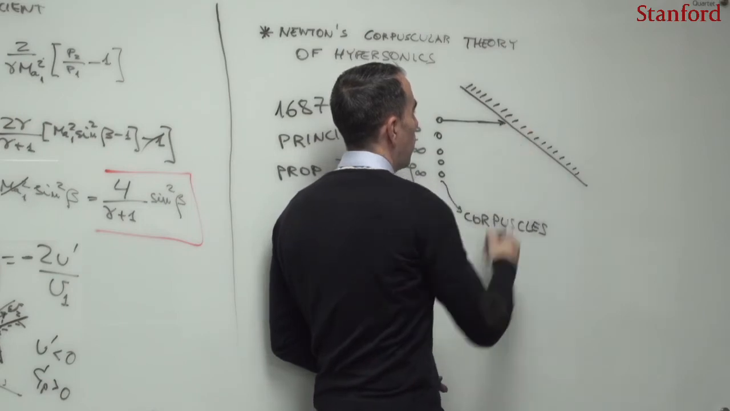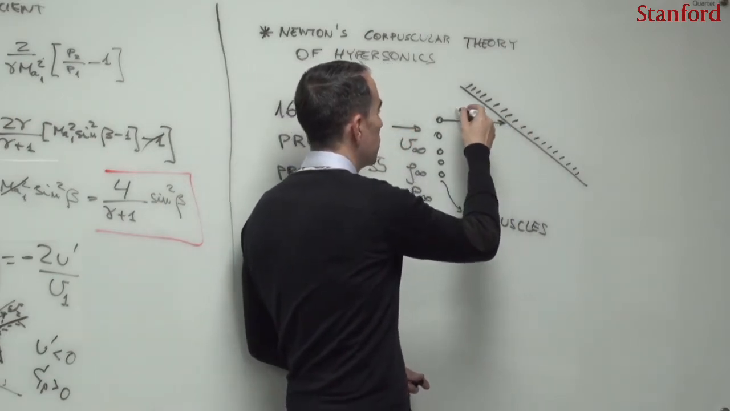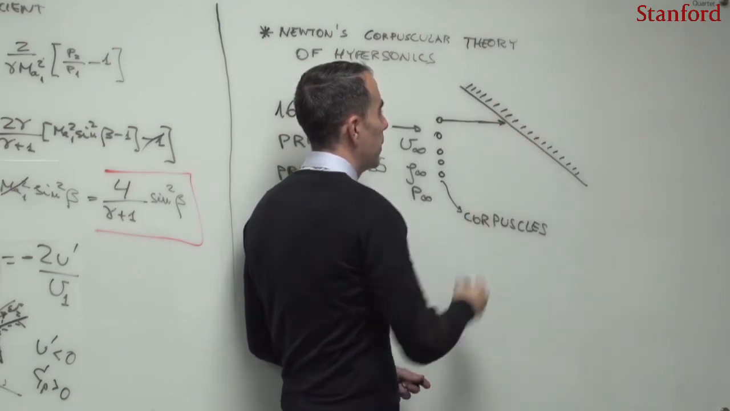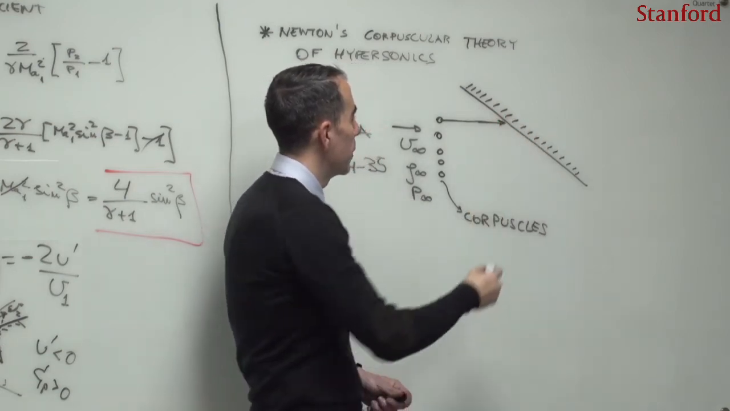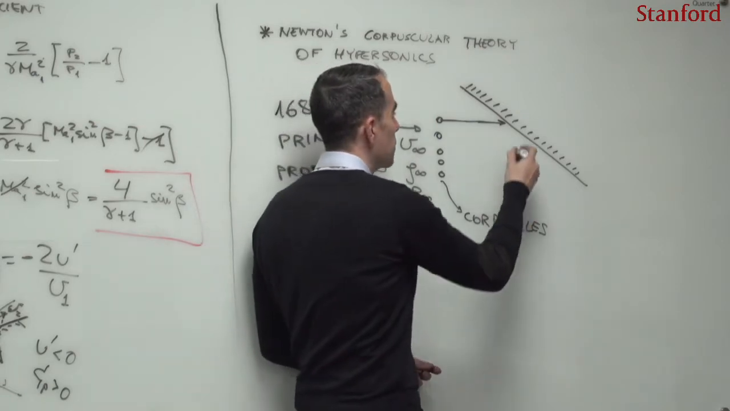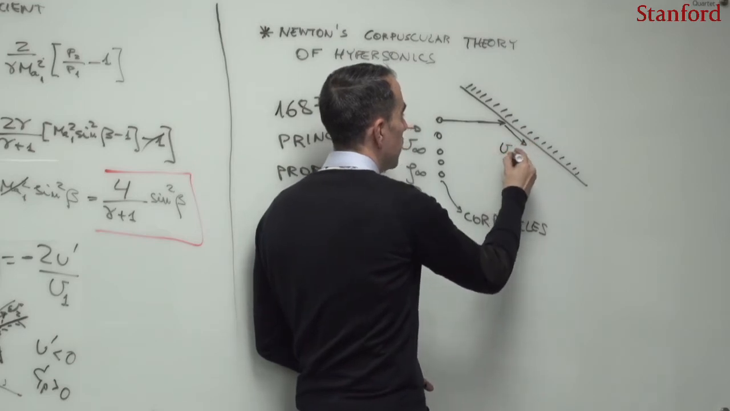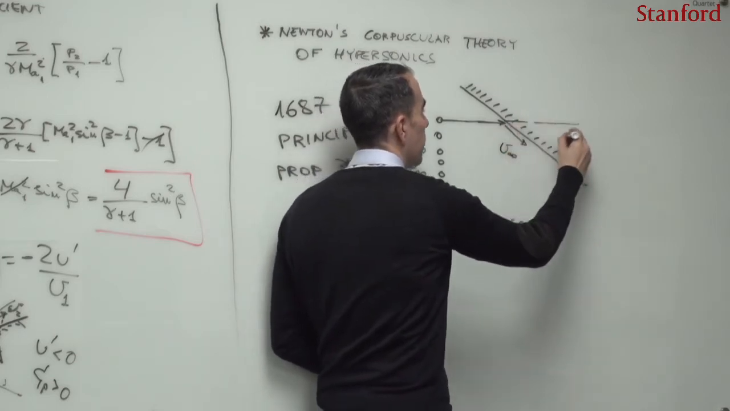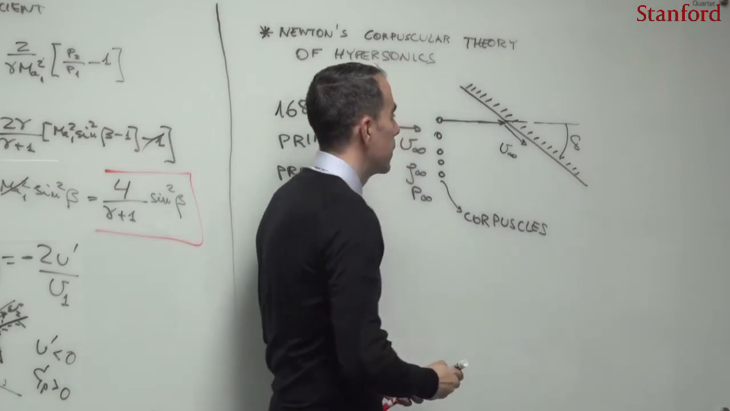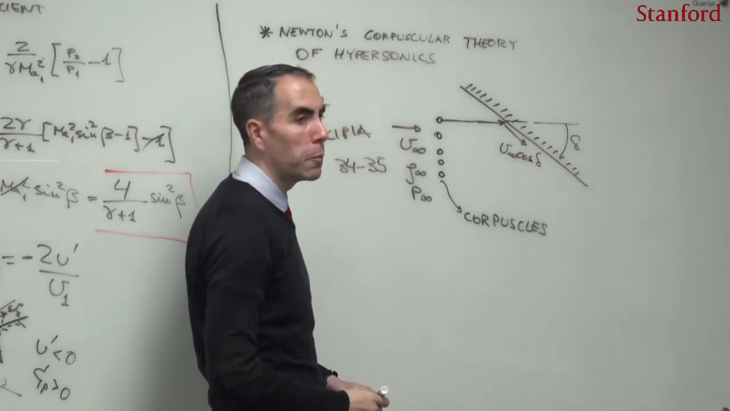So upon collision, at this point, this velocity u infinity can be divided into two components, right? One tangential to the surface and another one that is normal. The tangential component is just u infinity multiplied by the cosine of this inclination angle.